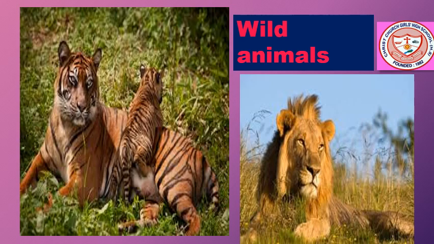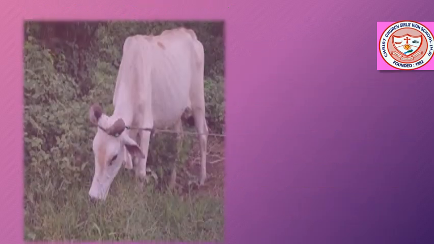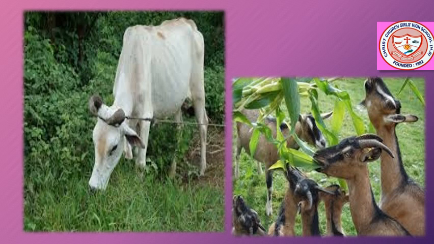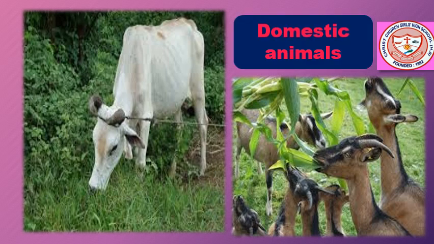Now, can you tell me what animal is this? Right. This is a cow and these are correct again. They are goats and these animals are called domestic animals and we keep them near our homes or on farms. Girls, do you know domestic animals give us food and other useful things, right?